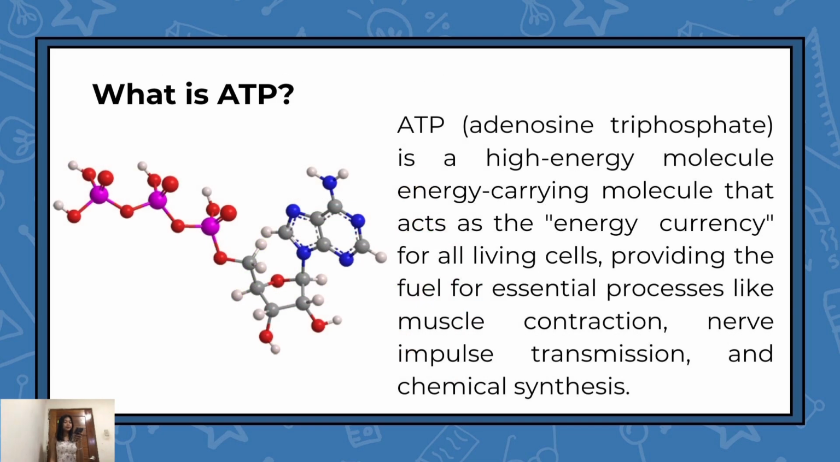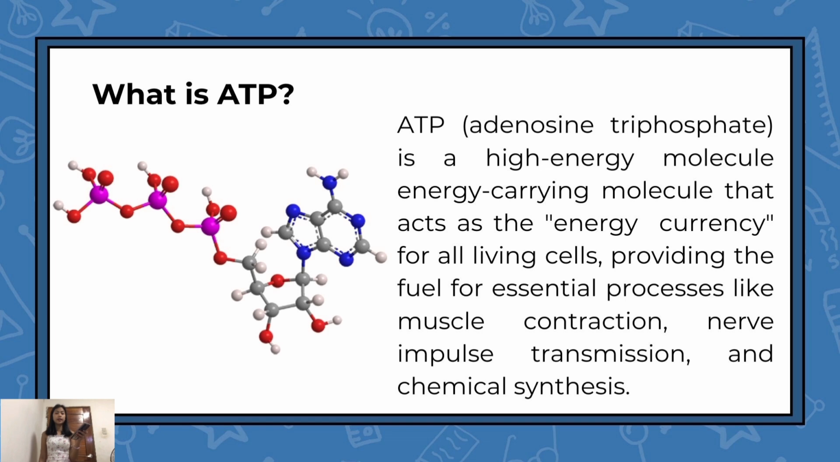What is ATP? ATP or adenosine triphosphate is a high-energy, energy-carrying molecule that acts as the energy currency for all living cells, providing the fuel for essential processes like muscle contraction, nerve impulse transmission, and chemical synthesis. It is often called the energy currency of the cell because it stores and provides energy for many biological processes. The function of ATP is to supply energy for cellular activities.